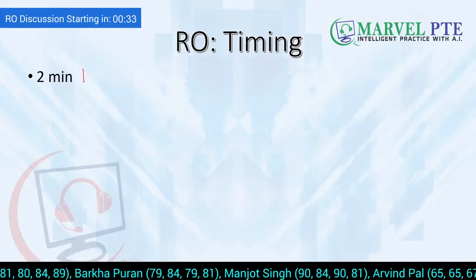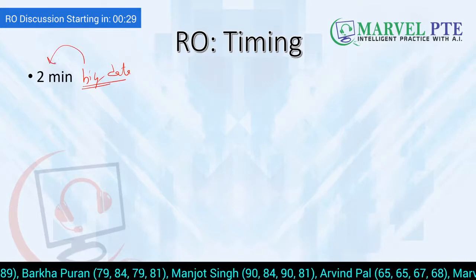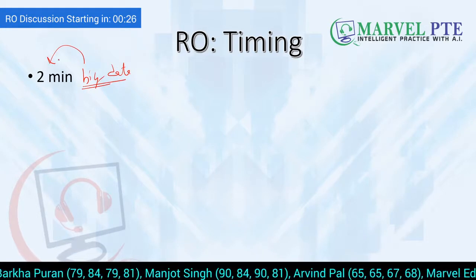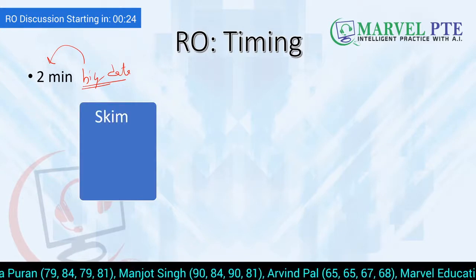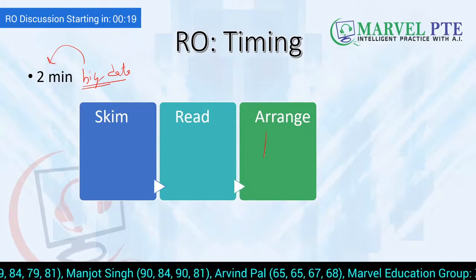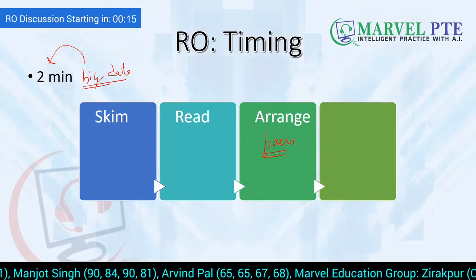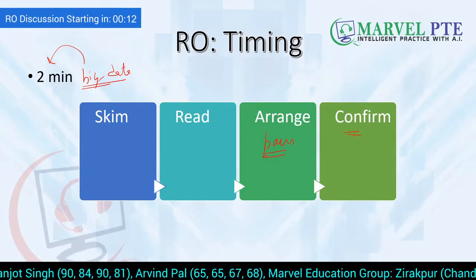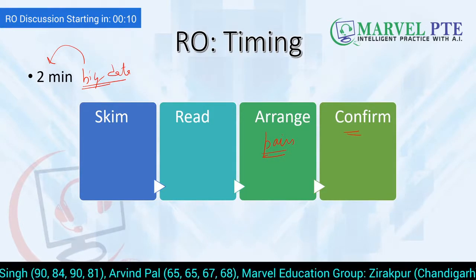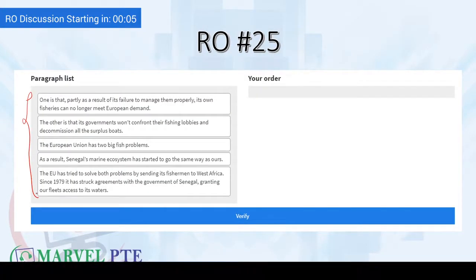Based on our big data analysis, artificial intelligence analysis, we have found that you just have 2 minutes to solve one reorder paragraph. And in that 2 minutes, you must skim it first, then read it, then arrange, and make pairs because the scoring of reorder paragraphs is on pairing. And then you have to confirm whether the ordered pair was correct or not. So this is today's topic, and as usual, I'm going to give you 30 seconds to skim through this and then we will discuss it.